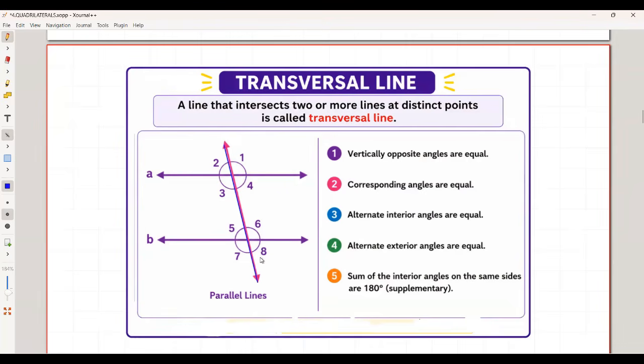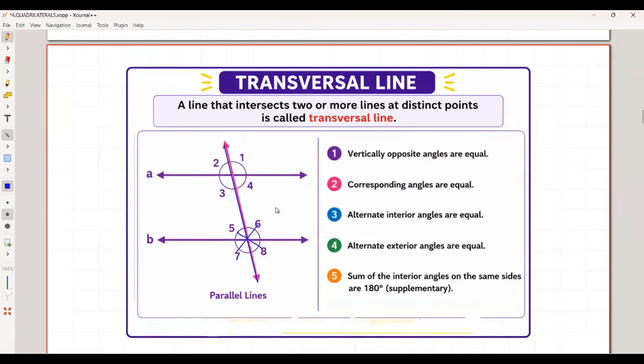Sorry, 8 angles are forming. So we have some relations. If a transversal intersects two parallel lines, first, vertically opposite angles are equal. So vertically opposite means angle 1 and 3 are equal, 2 and 4 are equal, 5 and 8 are equal, 6 and 7 are equal. So vertically opposite angles are equal. This is the first property.